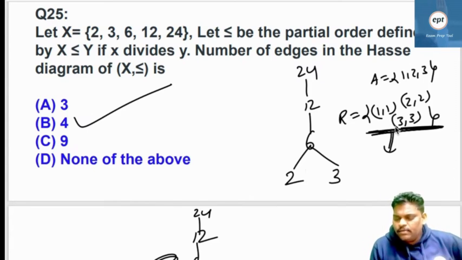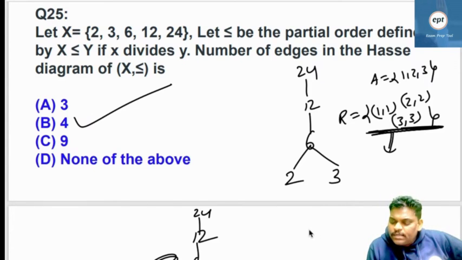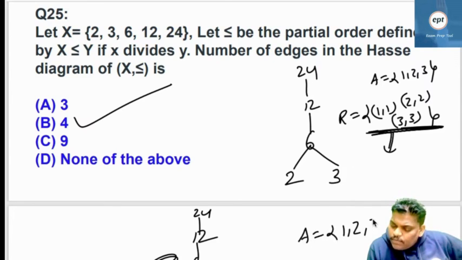Let me try this. Everyone listen. If A is equal to {1, 2, 3}, and the relation R is equal to the empty set. Can you help me now? Is the empty set symmetric? Yes. Is the empty set transitive? Yes. But what about this one? Is it irreflexive? Yes, it is irreflexive.